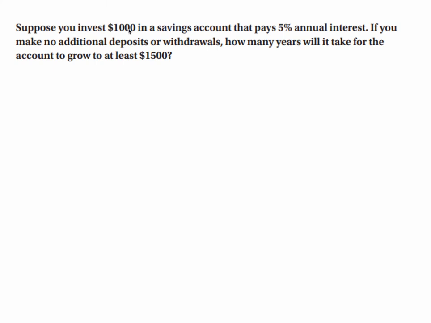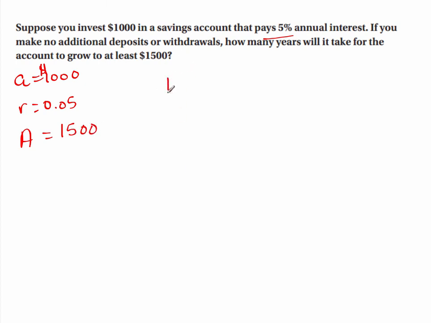Now, suppose you invest $1,000 in a savings account that pays 5% annual interest. If you make no additional deposits or withdrawals, how many years will it take for the account to grow to at least $1,500? This one's a little different. Let's start writing down what we have. You invest $1,000, so little a is 1,000. And it pays 5%. So R, now we've done one of these, so we can just write it as 0.05. If you make no additional deposits or withdrawals, how many years, so we're looking for time, for the account to grow to $1,500? So my big A is 1,500.